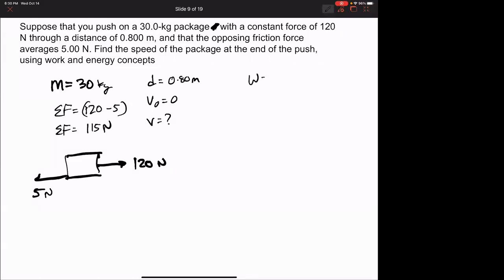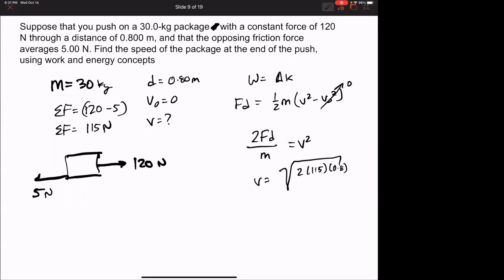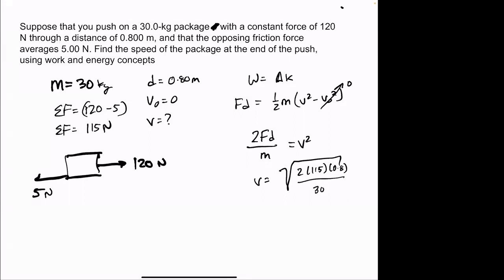So we're essentially doing the same thing here. Work equals delta K. FD equals 1/2 M V squared. This should probably be in the other section. I don't know why this is after power, but it's a good review. And then we're trying to find this final velocity. So we got 2FD over M equals V squared, because V naught's 0. So V equals the square root of 2 times 115 times 0.8 over 30. That's 0.45 meters per second.